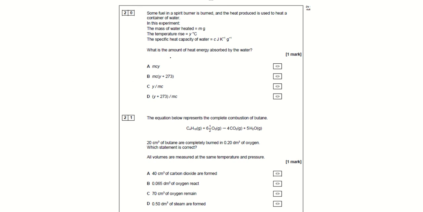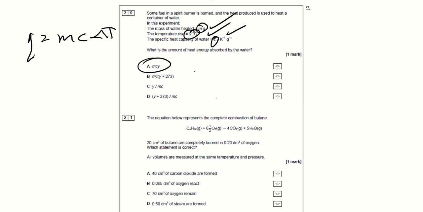Okay, question 20. Some fuel in a spirit burner was used to heat a container in the experiment. The mass of the water was that. What is the amount of heat energy absorbed by the water? So the heat energy absorbed is Q equals mc delta T. What they've done here is the m is the mass of the water absorbing the heat, and the c they've represented as the heat capacity. So it's just mcY. Instead of mc delta T, they've just changed delta T, the temperature rise, to Y. Nothing more than that.